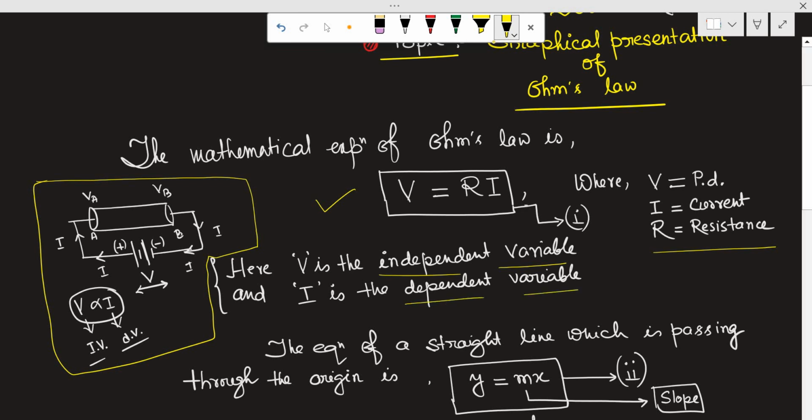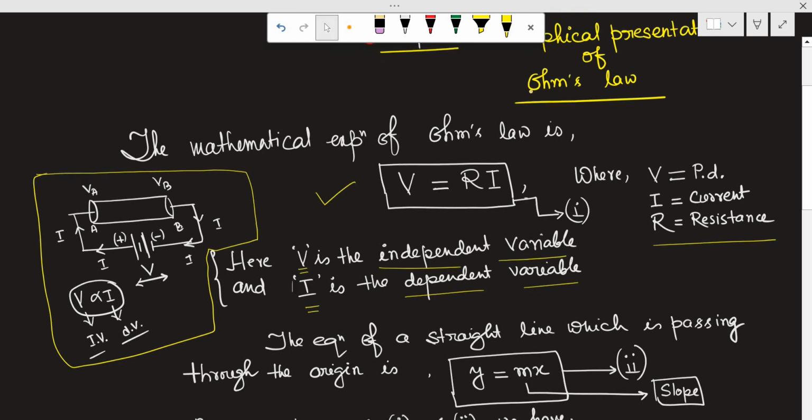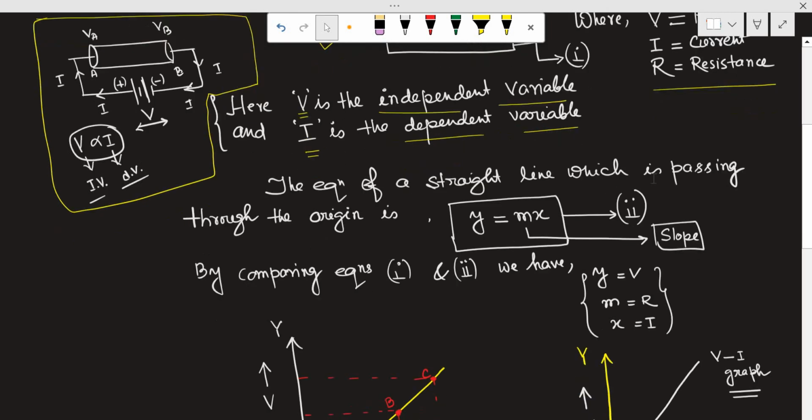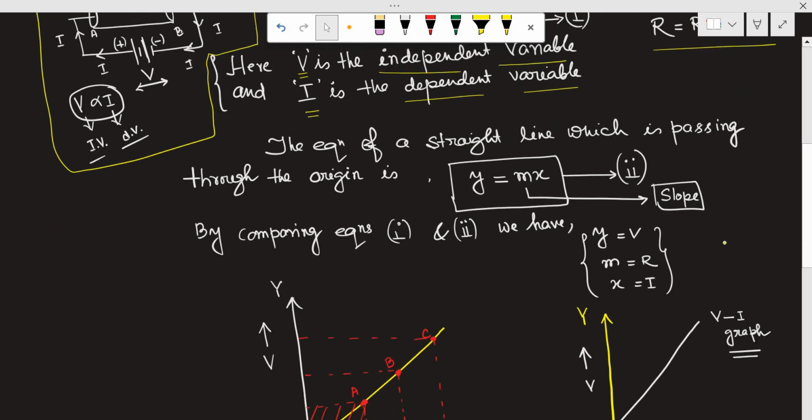Okay, so V is the independent variable because we can change the potential difference, and on the change of our potential difference, current will be changed. So current depends on potential difference, not potential difference on current. Okay, so I is the dependent variable and V is the independent variable. Then we should know the equation of a straight line.